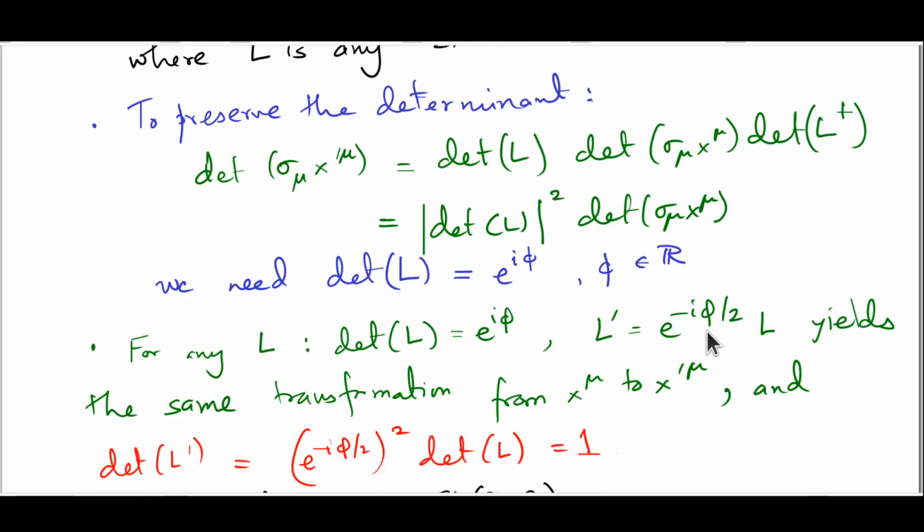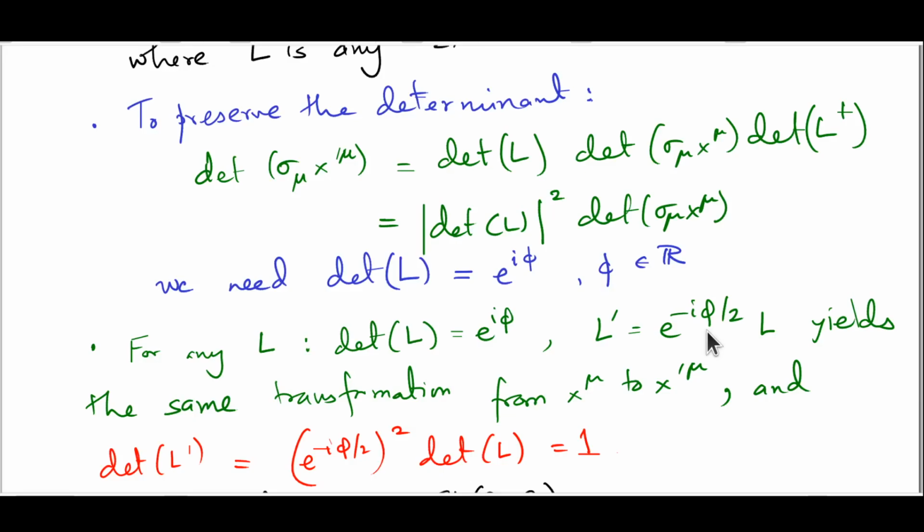On the other hand, by making this particular choice, we get the same transformation but also ensure that det L prime, which is e to the minus i phi by 2, this factor raised to the power 2 because this is a 2x2 matrix, times the determinant of L, is 1. That is of course why we chose the factor to be e to the minus i phi by 2, in order to cancel the determinant of L, if any.